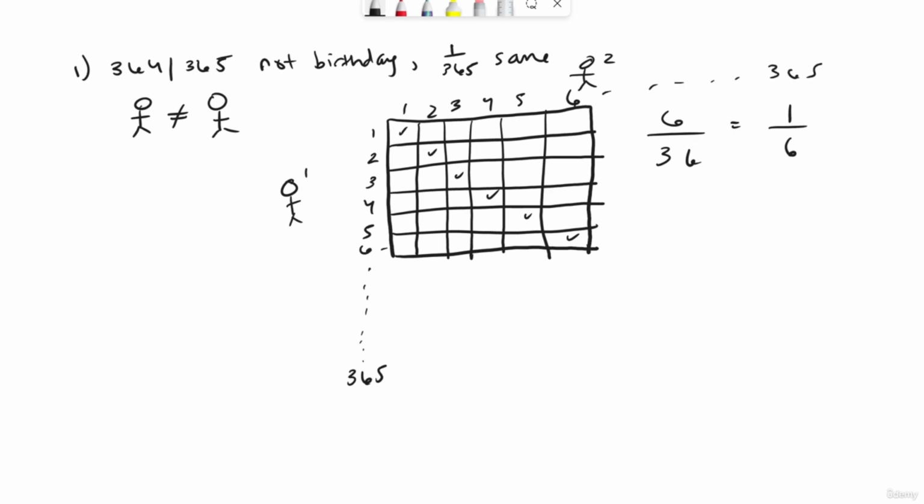There's only going to be check marks all the way along the diagonals. And so there's going to be 365 check marks, just like there were 6 here, divided by 365 squared outcomes. And that, if you do the math, winds up being 1 over 365 that they have the same birthday, and 364 over 365 that they don't have the same birthday. And so that's why 364 out of 365 makes sense.